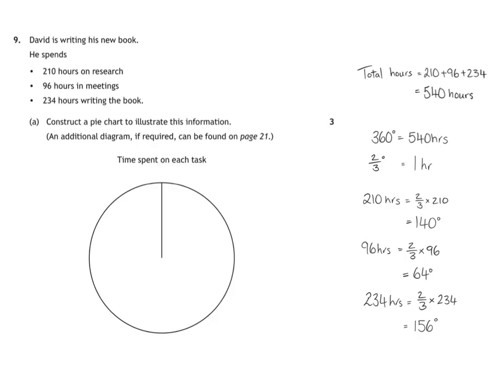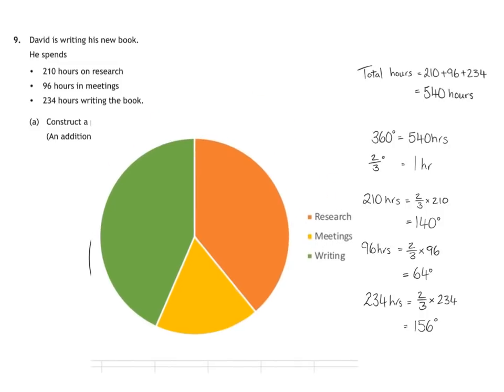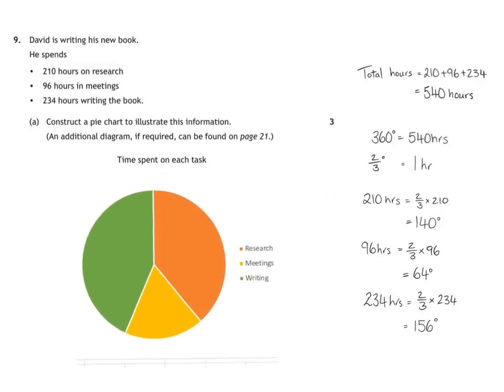So now we create our pie chart using those values. Rather than creating a pie chart here, I'm just going to stop, and magically appears the pie chart which I've created in Excel instead of using a protractor. But you would obviously have a protractor in your assessment. So there you go, magic pie chart appearance. So that's what my pie chart would look like.